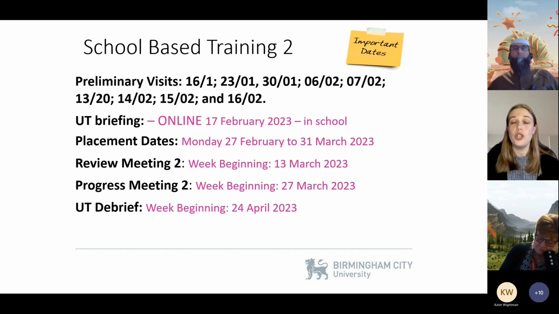There will be 2 meetings that will take place. So a review meeting, which is about halfway through the placement, and a progress meeting, which is at the end of the placement. Both of those meetings will take place with the university tutor, the trainee, the associate teacher, and either the mentor, who is the class teacher, or the lead mentor from the school. It doesn't have to be both people, it can be one person.